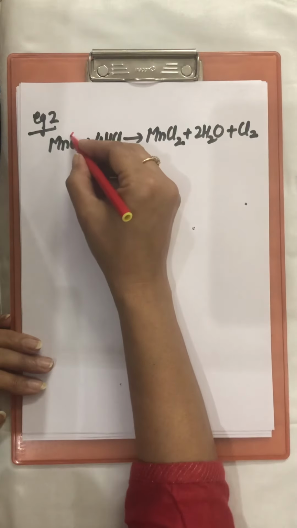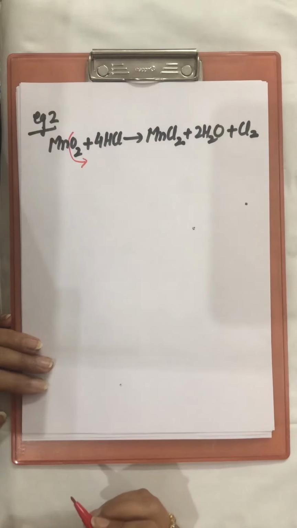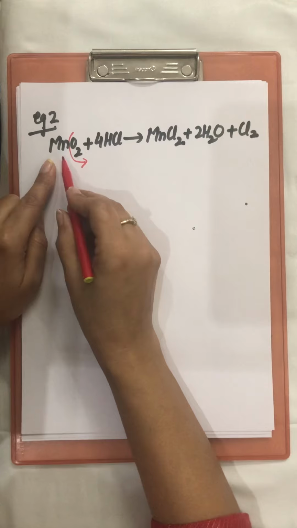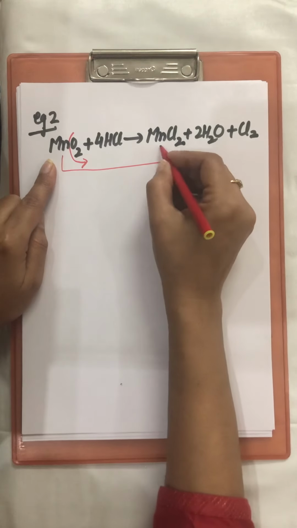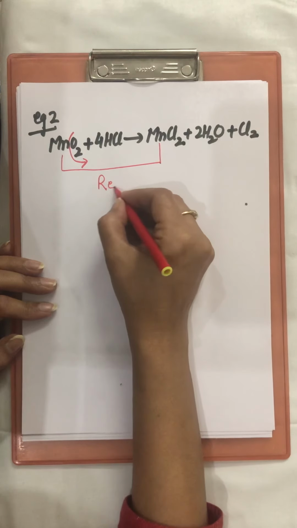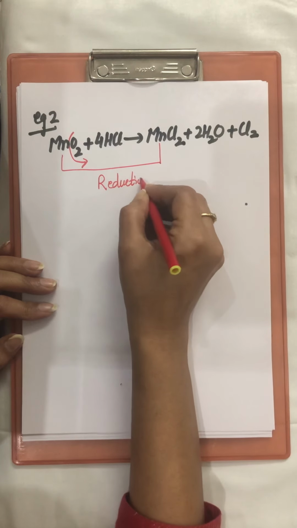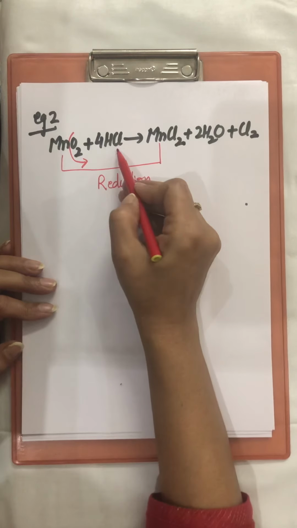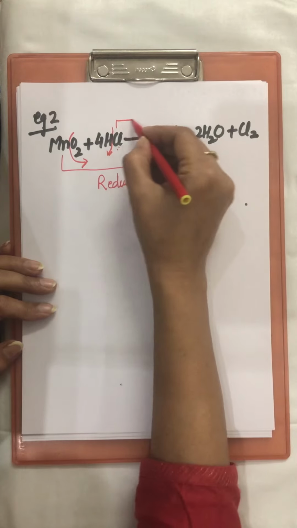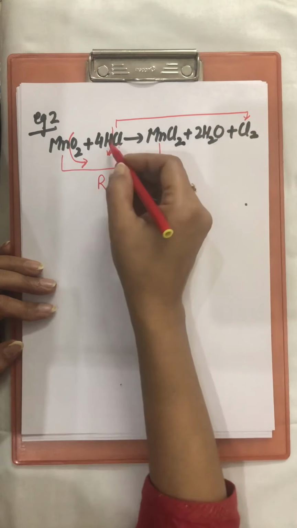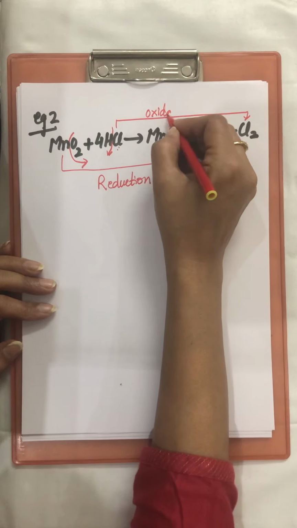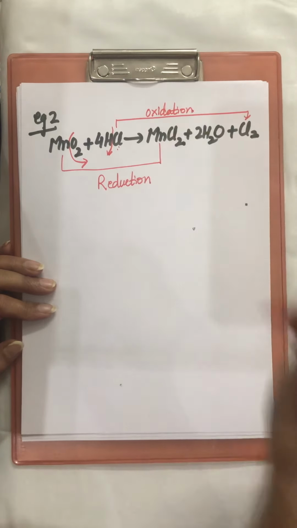Now see, in this, oxygen comes out. If oxygen is coming out, that means this will undergo reduction, and with removal of oxygen, this is changing to MnCl2. So MnO2 changing to MnCl2 is a reduction reaction. And in this, hydrogen comes out and this will change to chlorine. So HCl changing to chlorine with removal of hydrogen. Removal of hydrogen, according to the definition, is an oxidation reaction.